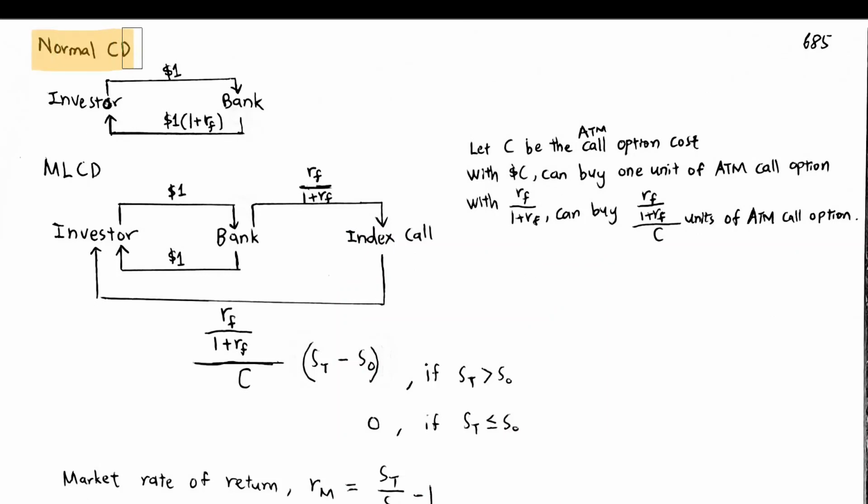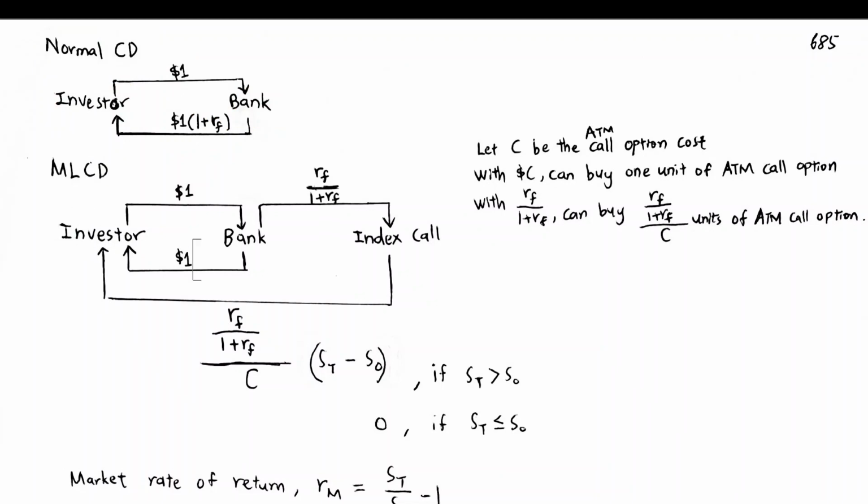In the normal CD, the investor will give the bank, let's say $1, and then at some time in the future, the investor will get back the $1 plus the risk-free return. In the case of MLCD, the investor will initially give the bank $1, and then in the future, the investor expects to get back the $1.